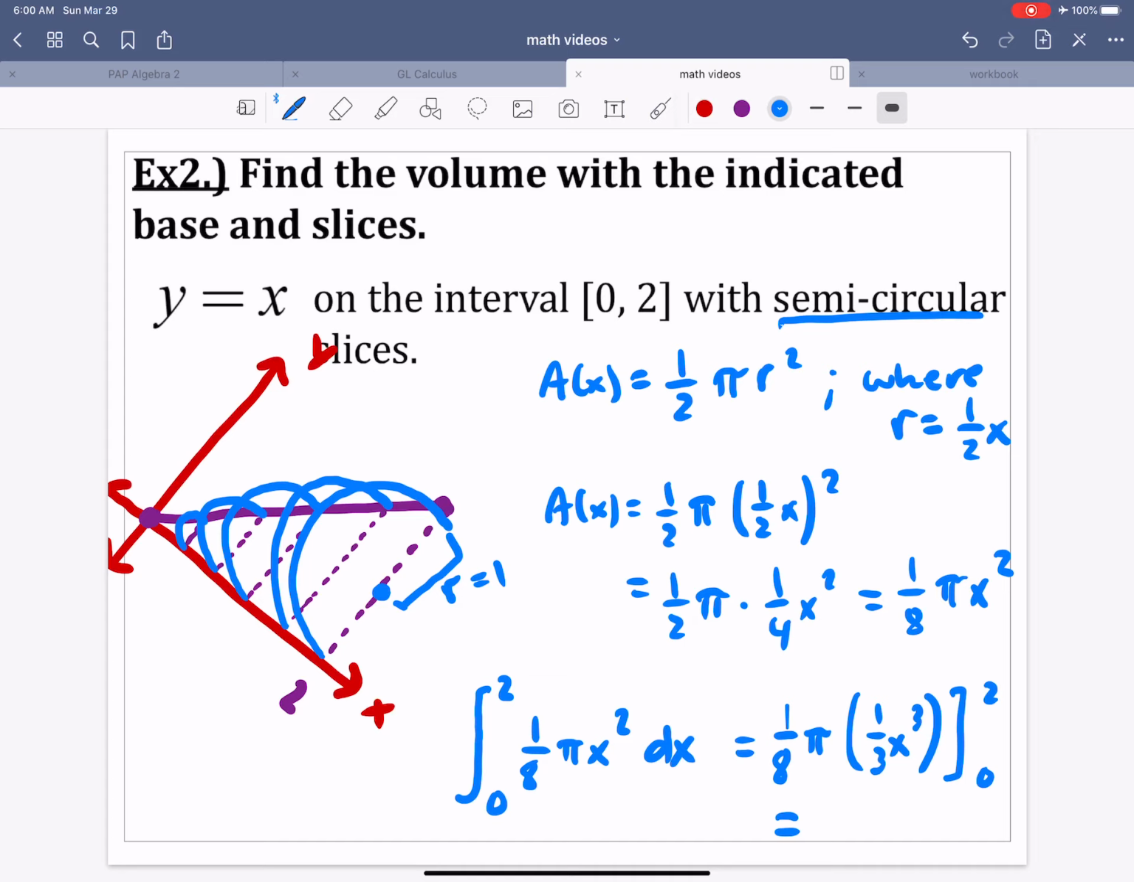So when I plug in 2 for x, 2 cubed is 8. 8 times 1/3 is 8/3. 8/3 times 1/8 pi is going to be 8/24 pi, which ends up being 1/3 pi as my volume. Forgot units cubed, you should put that.